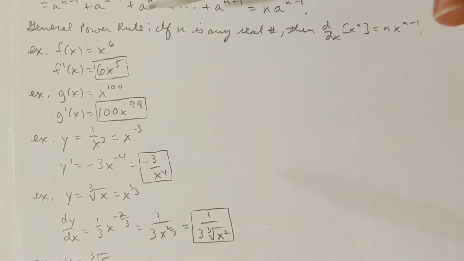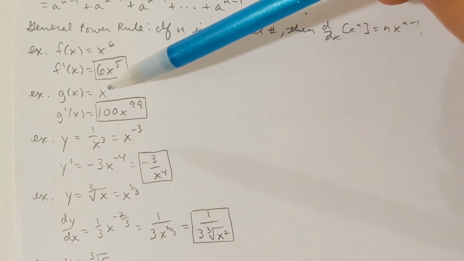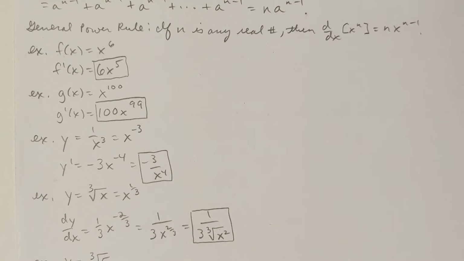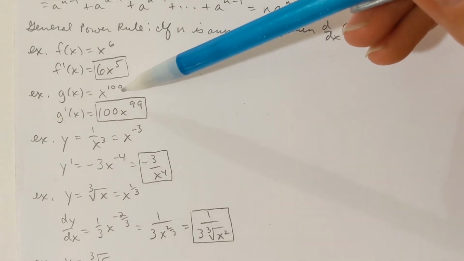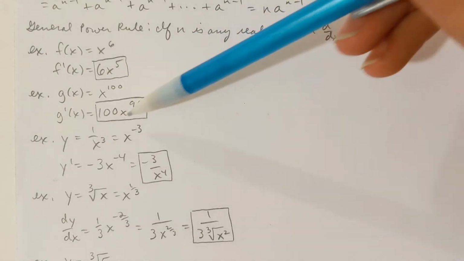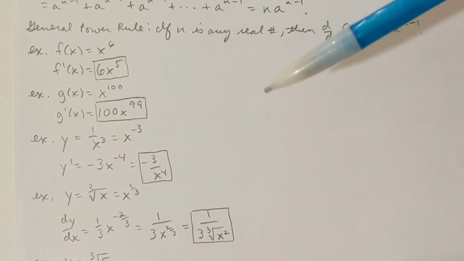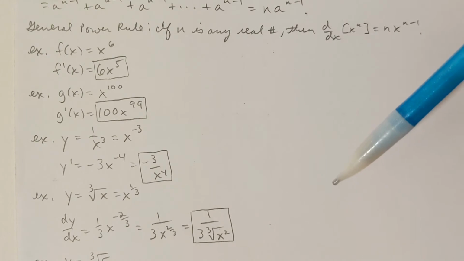Here's another example. G of x equals x to the 100th. Okay. Well, I would hate to use the limit definition on something like that. Okay, but I can go right to the answer by using the general power rule, right? Bring the power down, reduce the power by 1. 100 times x to the 99th is the answer.